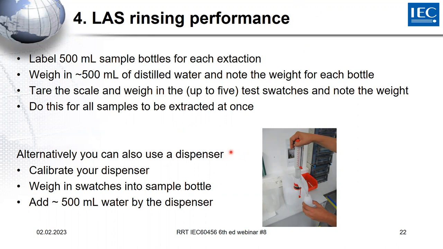We also have an alternative method, which I use at BSH in our labs. We have a dispenser that is calibrated, that every time we use it gives us a relatively exact amount of roughly 100 milliliters. We have a calibration before, so we know it's 100 point something. If we pour it five times, we have 500 milliliters. So you can weigh the swatches into the sample bottle before, and then add the 500 milliliters with the dispenser. This works a little bit faster. So if you want to accelerate it a little bit, make it easier, it's recommended to have such a dispenser.